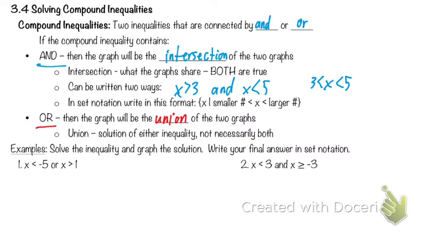So number one, we have x is less than negative 5 or x is greater than 1. So this is an OR graph, okay? Now, what we do for these is we solve these inequalities separately. So we solve x is less than negative 5 and x is greater than 1. And these are actually both solved already. But later on, we'll have ones where we have to solve them. So right now, we would just end up graphing these.